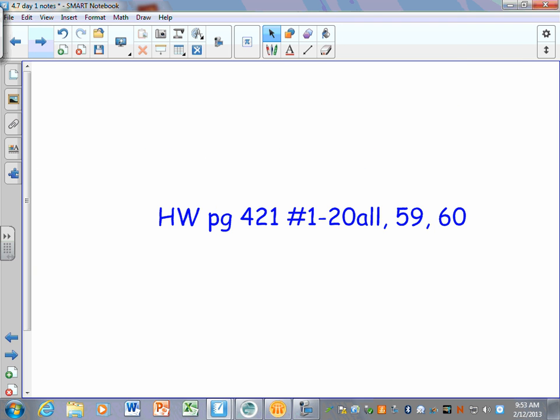This is your homework. This is 4-7-day 1. I did check the assignment sheet. It is the same. I don't know what happened on that one when I just changed numbers. But 1 through 20 all, 59 and 60. And yes, 1 through 20 all, but they're all just like evaluate. There's no graphing. It's just evaluate over the interval or evaluate using the calculator.